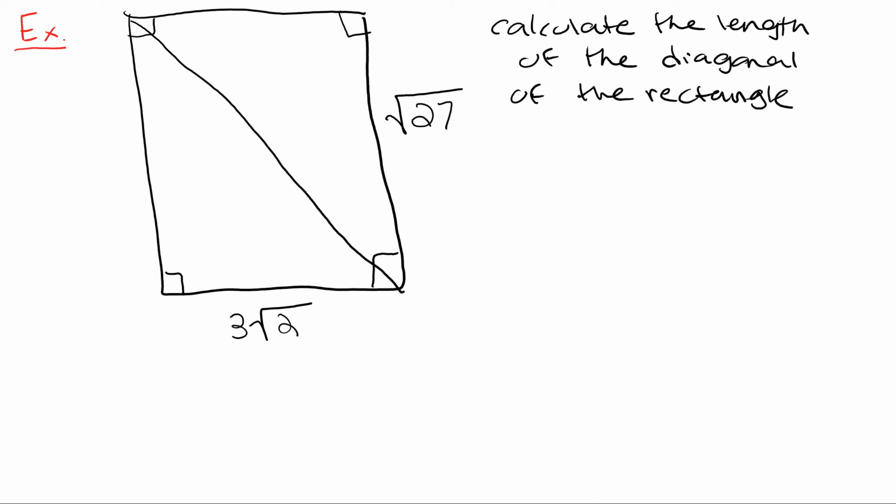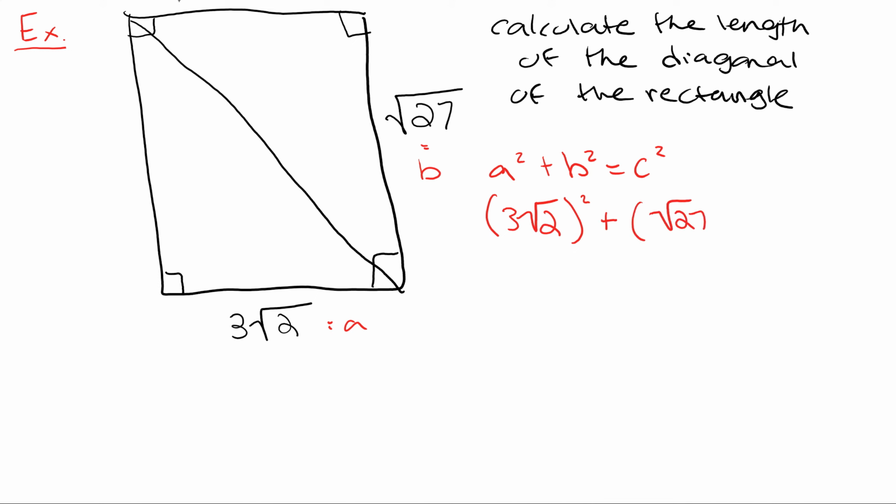Now, the way I'm going to do this is I'm going to use the Pythagorean Theorem, which, in case we forgot, is a squared plus b squared equals c squared. So I'm going to assign either side to a or b, it doesn't matter. So let's just say that this is a, this is b. You don't have to assign them, I'm doing that for the sake of this tutorial. So then I'm going to say that 3 root 2 squared plus root 27 squared is equal to c squared.